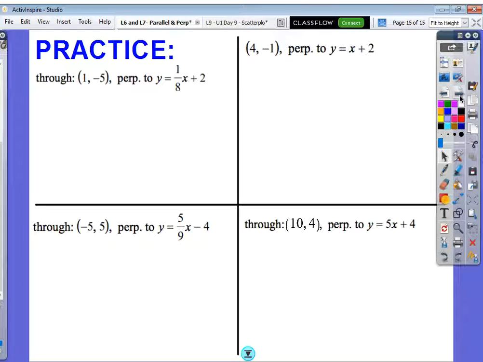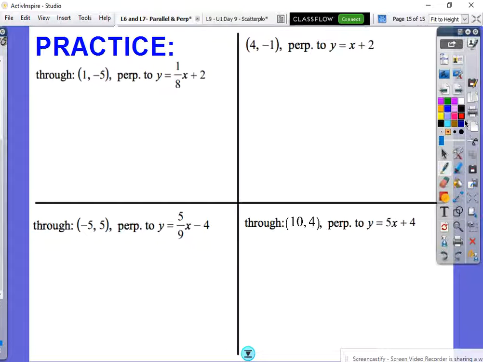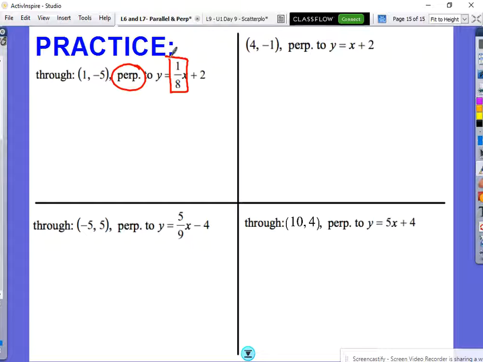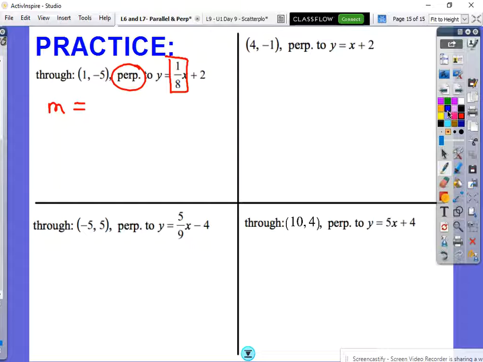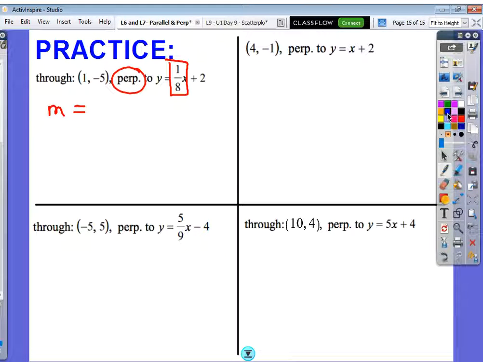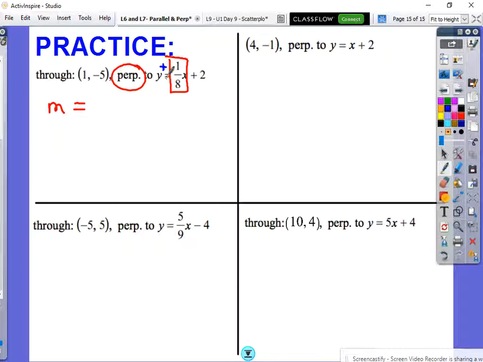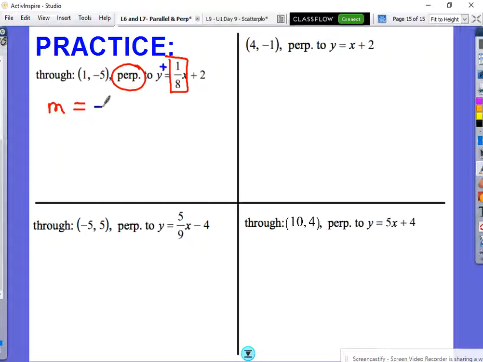All right, so just like last time, I'm going to do a practice problem with you guys and then let you try the rest on your own. So we want to be perpendicular to that right there. So here's the deal. My original slope is 1/8. What is my new slope going to be? First of all, this is a positive 1 over 8, so my new slope has to be negative. That's the opposite part. And then the reciprocal of 1 over 8, if we flip it, becomes simply 8 over 1, which is 8. Negative 8. There's my slope.